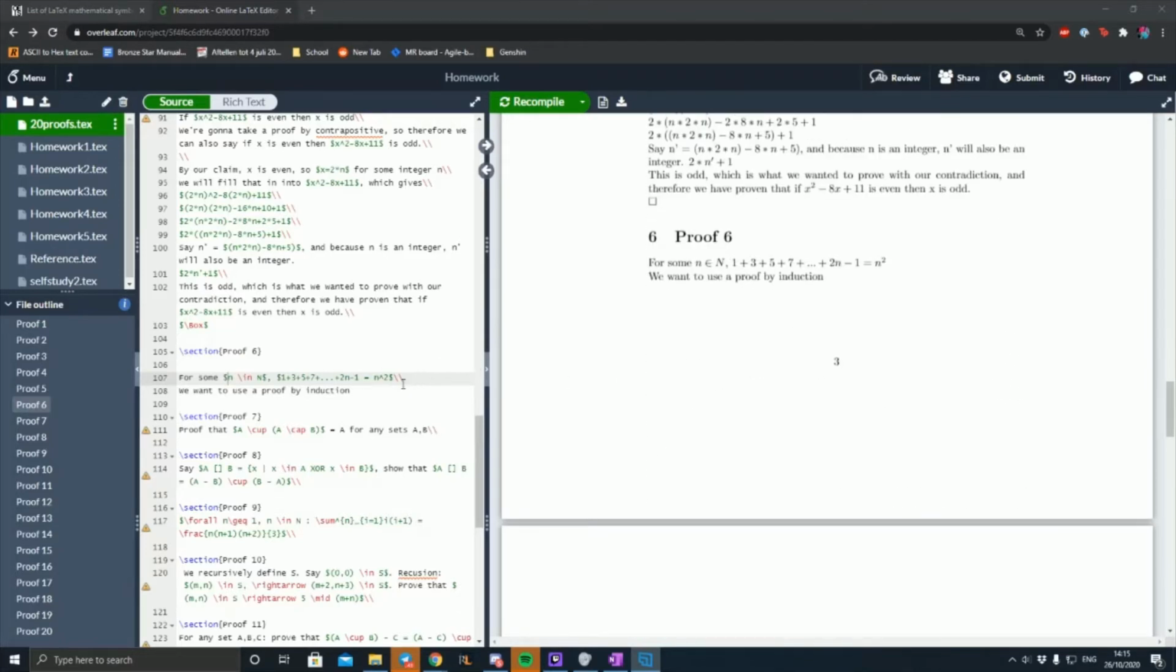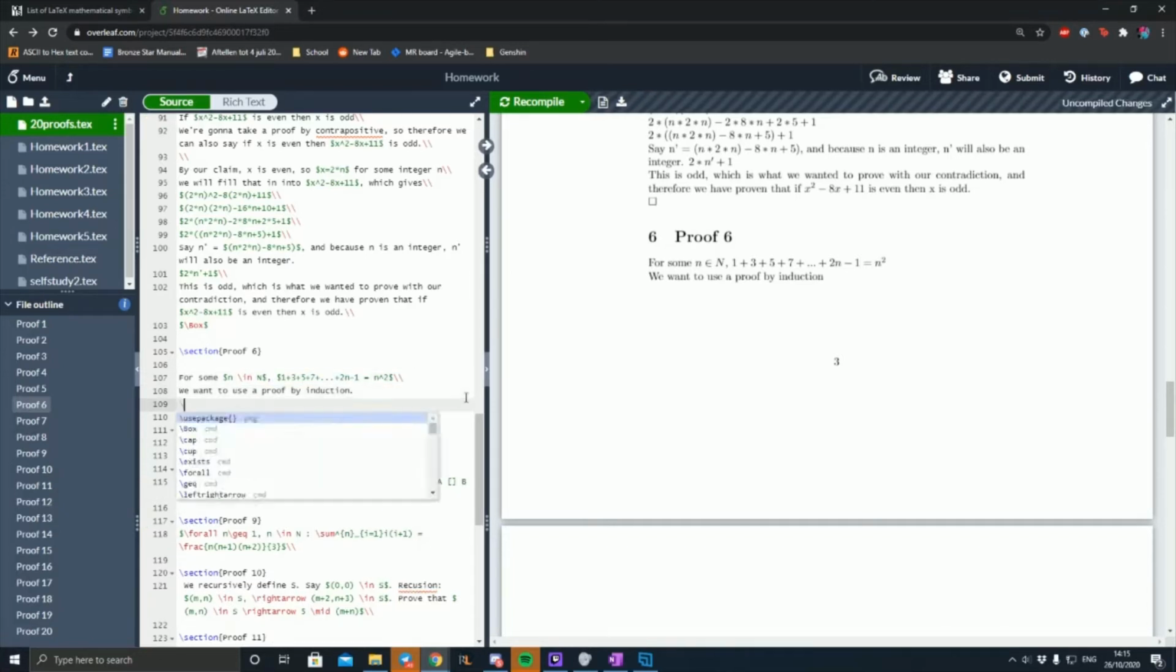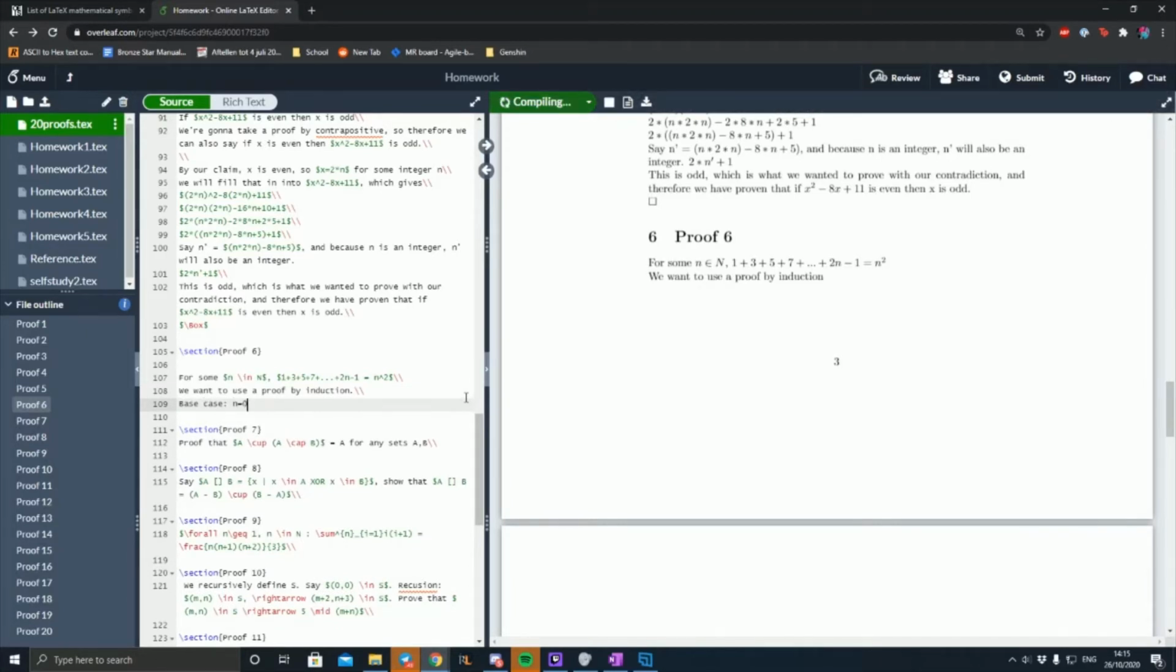Let's go. For some n in all natural numbers, this holds. We want to prove it by induction. So let's take a base case, n is equal to 0. Does it hold? I don't think it holds, because 2 times 0 minus 1... I would say maybe just go for positive integers.